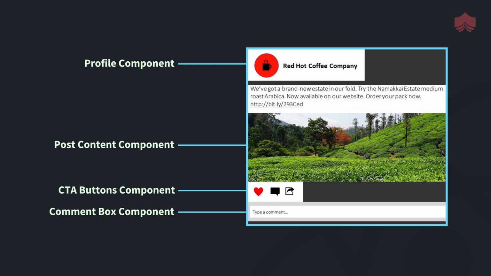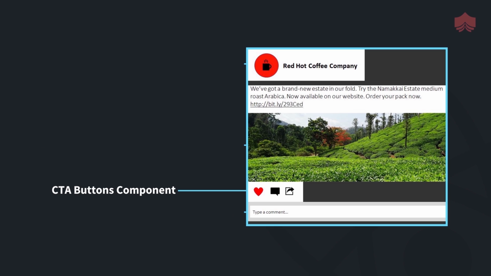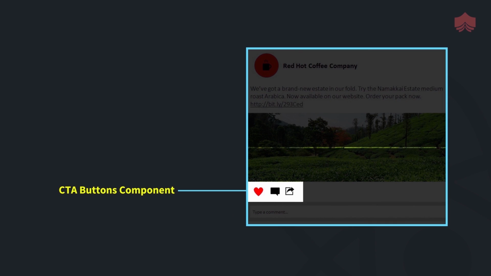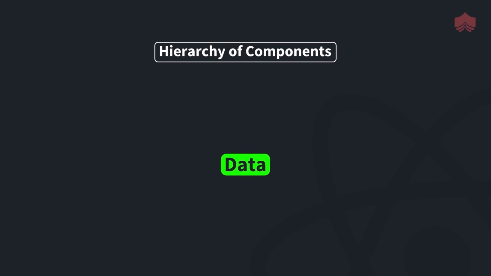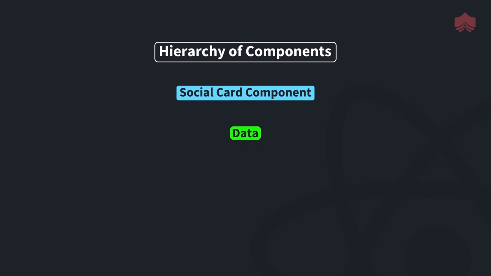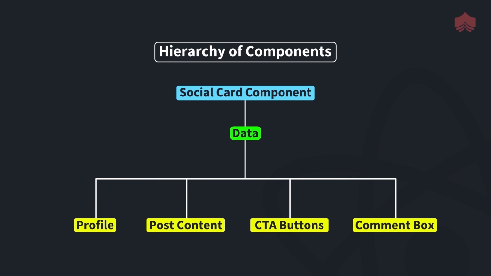By breaking down the UI into functional components, not only does this bring logic and sense into the design process, but it also makes manageability a breeze. For instance, when a new CTA button is to be added, then only the CTA buttons component needs to be edited. If we look at the hierarchy of components, then you'd get something like this. The actual data comes through the top-level social card component and gets passed down in a one-way data flow to all the child components.